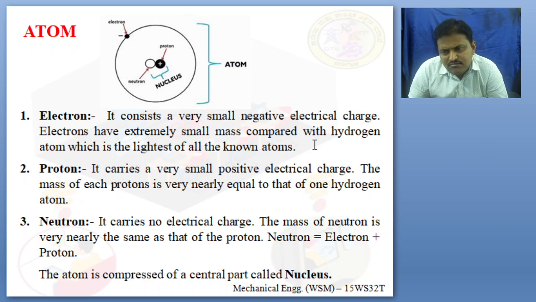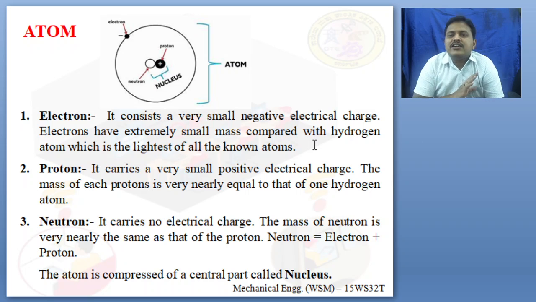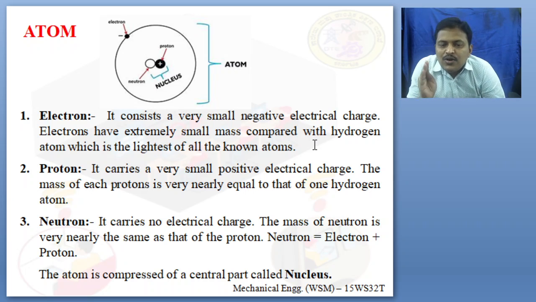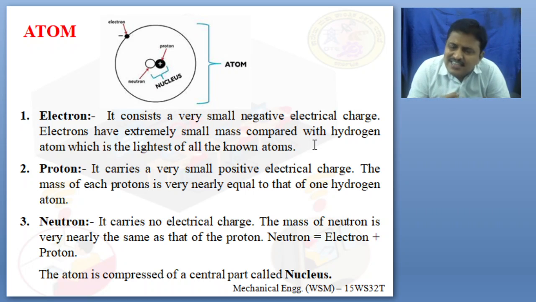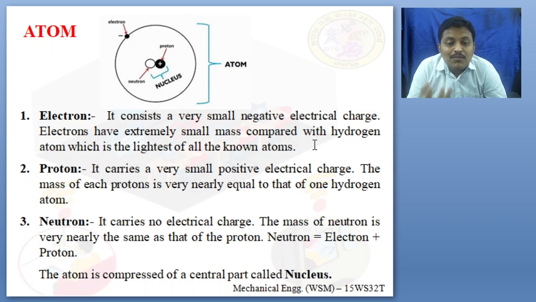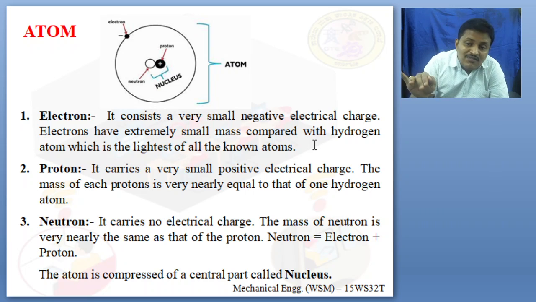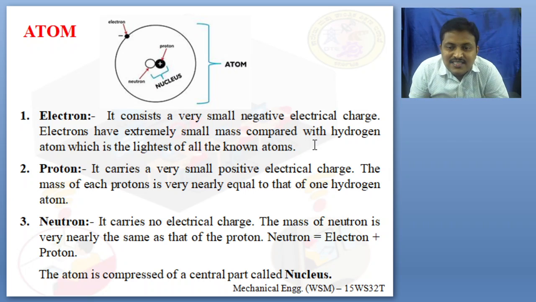Coming to the neutron, very simple, as the name indicates, it has no charge, it is neutral. Means neither it is positive nor it is negative. It doesn't have charge at all. Coming to the mass, it is equal again. The mass of the neutron is the same as that of proton. What is the same as that of proton? Means the mass is equal to what? Hydrogen atom. The mass of the neutron is equal to that of a proton, which is equal to that of a hydrogen. The mass is equal.